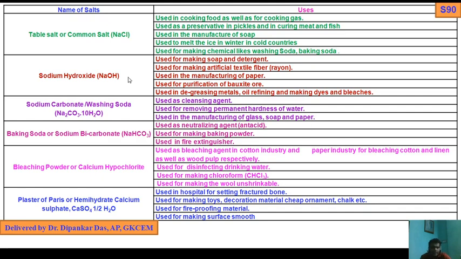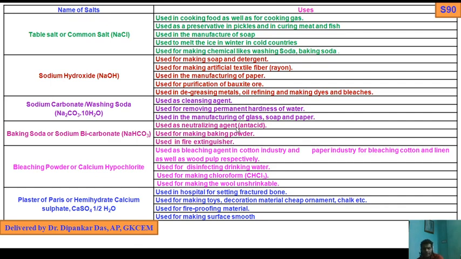Next, baking soda or sodium bicarbonate, NaHCO3. Washing soda is sodium carbonate, baking soda is sodium bicarbonate. Used as a neutralizing agent, antacid. Used for making baking powder. Used in fire extinguishers.